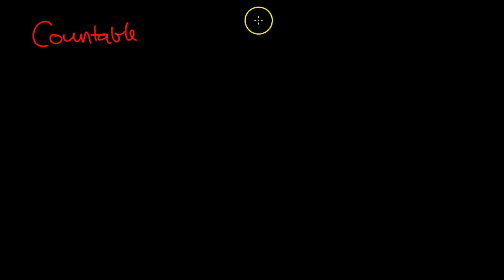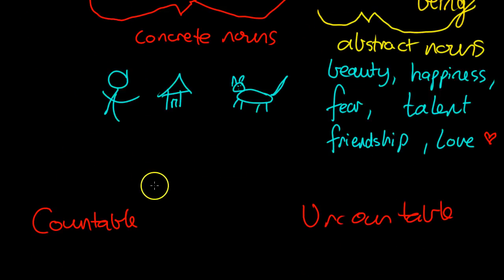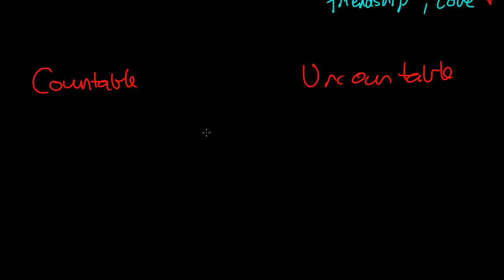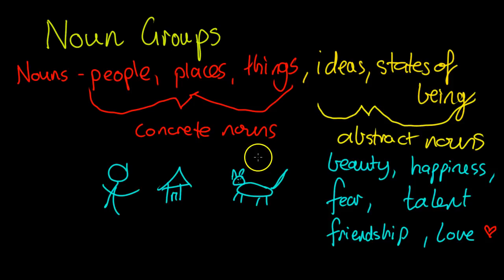In English, we can also have countable and uncountable nouns. Most of the countable nouns are these people, places, and things. For example, I could have 1 cat or 7 cats. There could be 1 person or 7 people. Some of the uncountable nouns are also abstract nouns, but some of them are not.